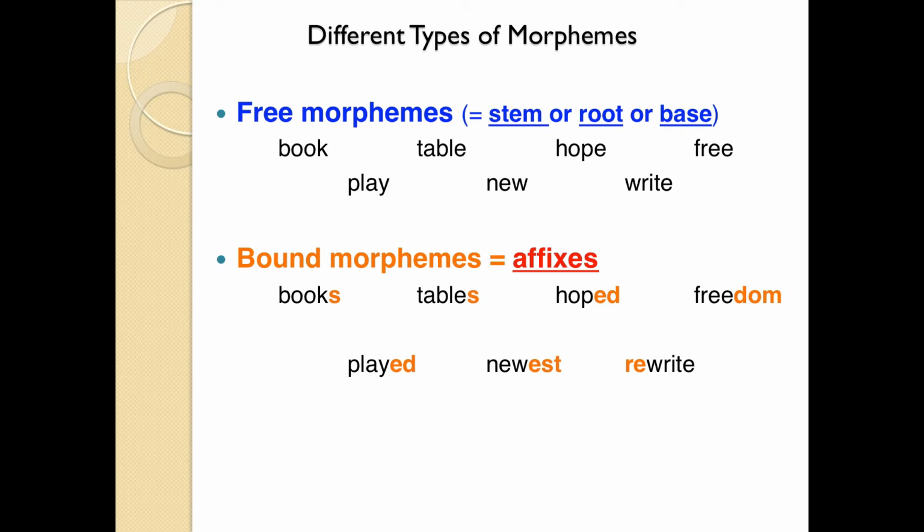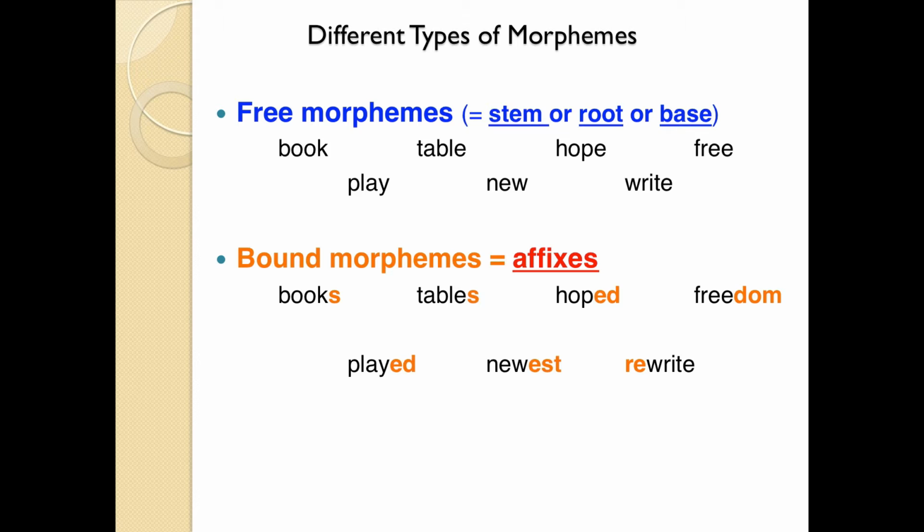On the other hand, there are bound morphemes. They are also called affixes. The preferred term is affixes. So, for example, the plural s has to be attached to another word. You cannot have the s floating around in the language by itself. So the s needs to be bound or attached or affixed to other words.